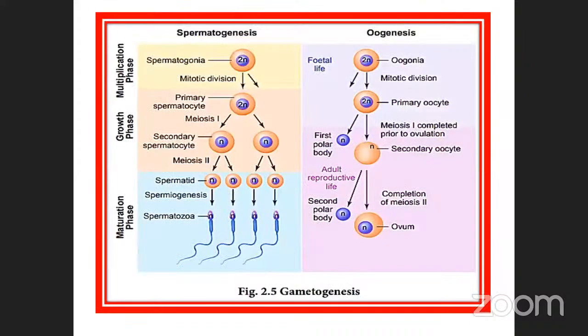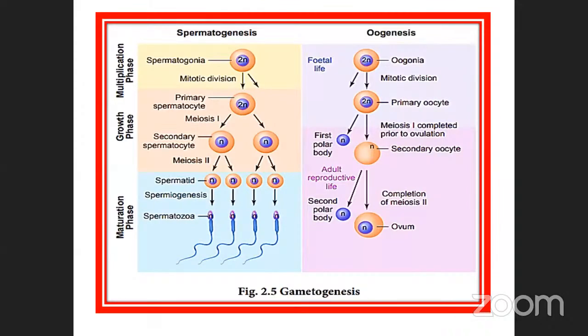This is the comparison between spermatogenesis and oogenesis. Already we discussed it. Here spermatogonia, here oogonia. Mitotic division takes place in both. Primary spermatocytes, primary oocytes. Meiosis 1 is there in both. Secondary spermatocytes, and here also secondary oocytes. Meiosis 2 is completed, and here also there is completion of meiosis.